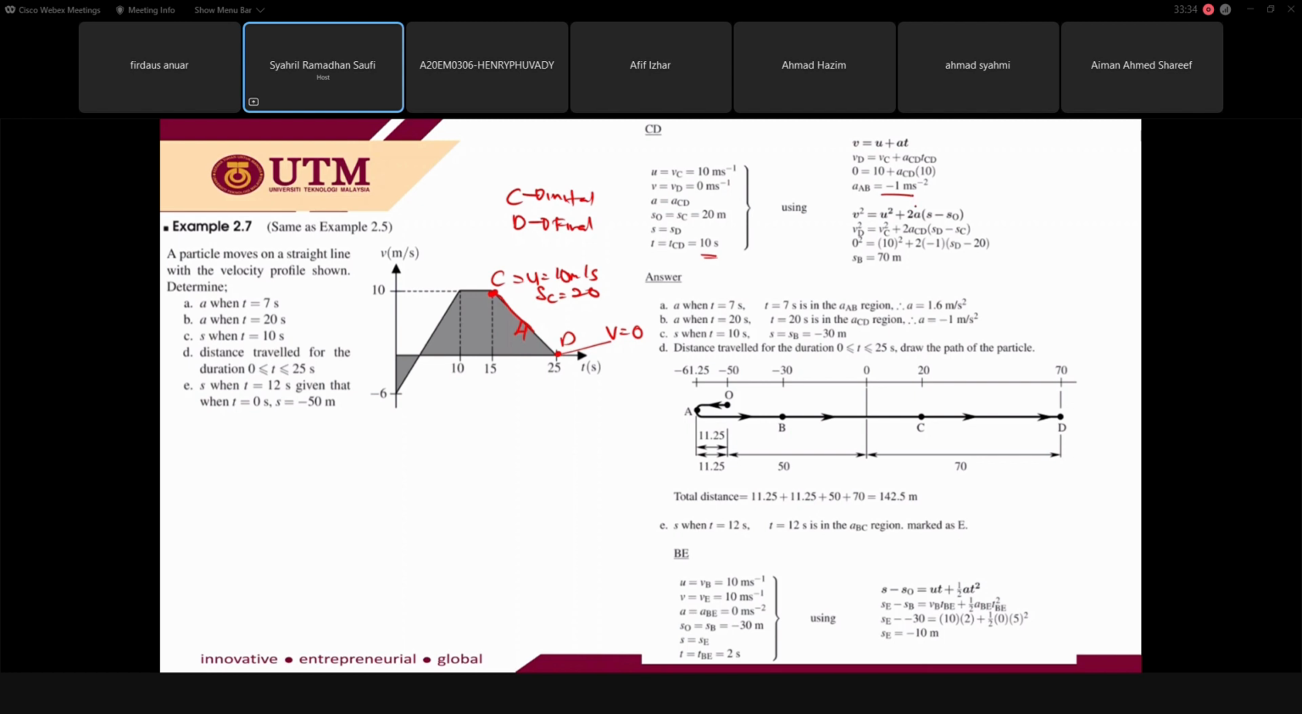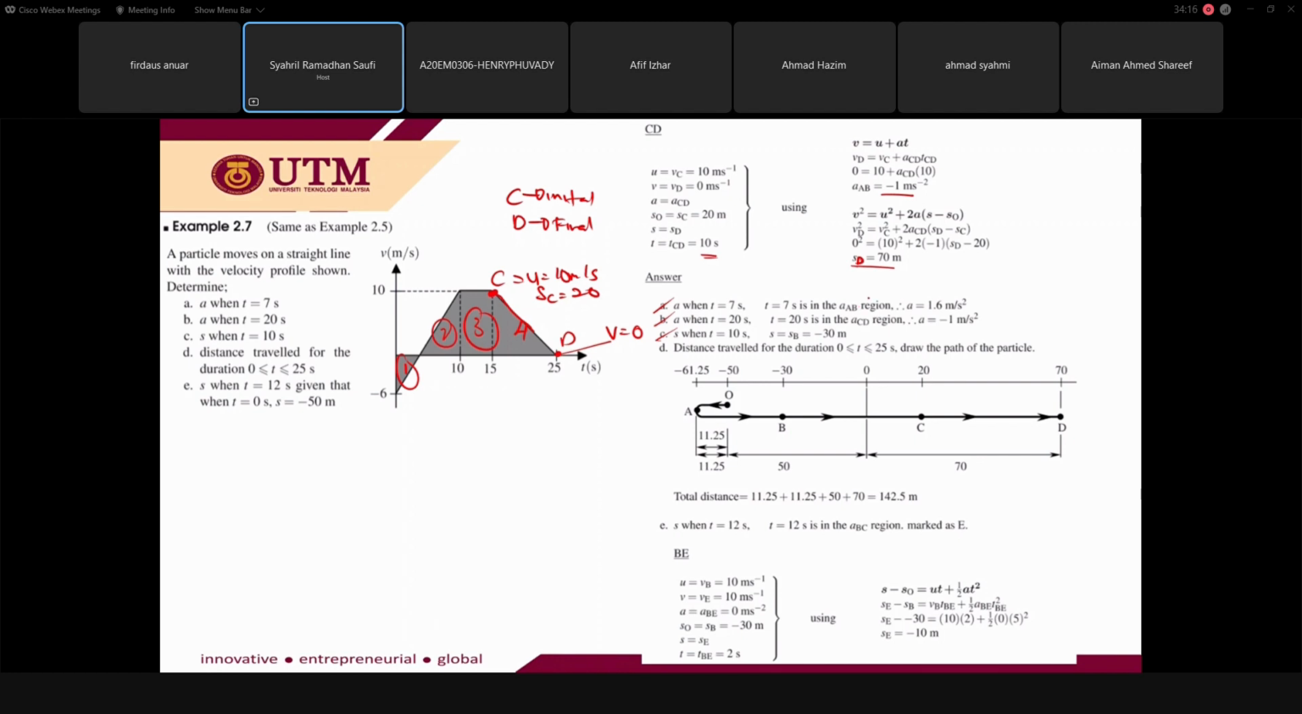So that's why you get acceleration -1. Usually from the answer you can check by referring to the graph, whether it makes sense or not. And then you find the displacement at point D. So here should be ST, which is 70 meters. So when you do the analysis from section 1 to section 4, you have actually already answered question A, question B, and question C.